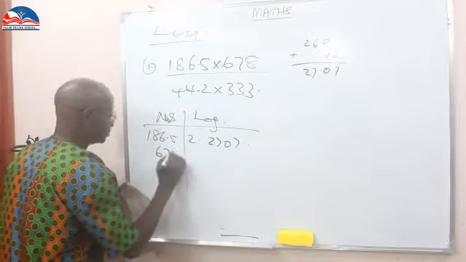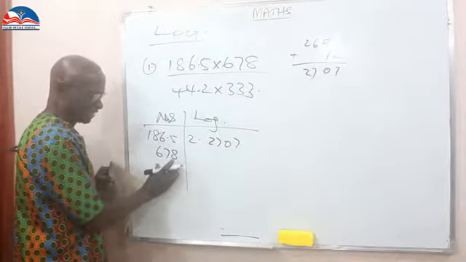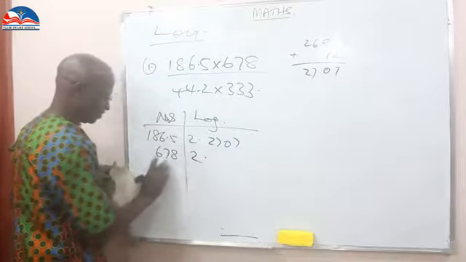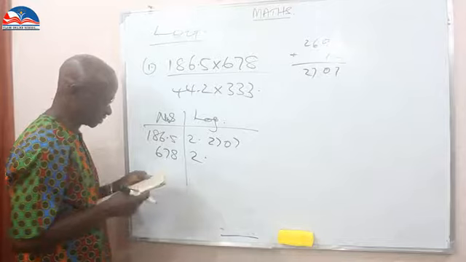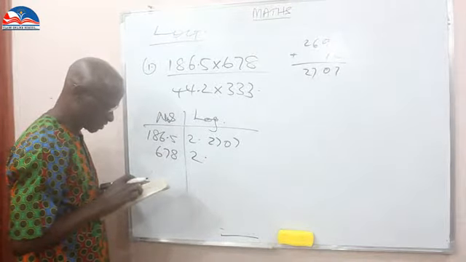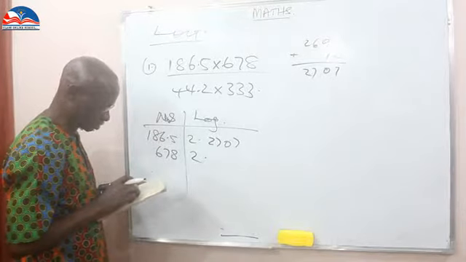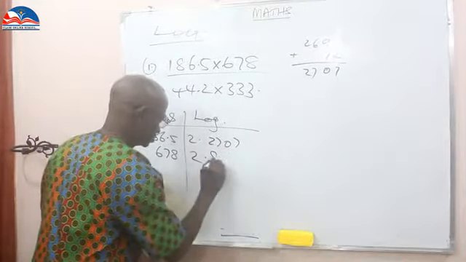There's also another number here, 678. The number of digits is 3, and to determine the characteristic, 3 minus 1 is 2. Now look for 67 under 8. 67 under 8 gives us 8312. No difference, so just write it directly: 8312.